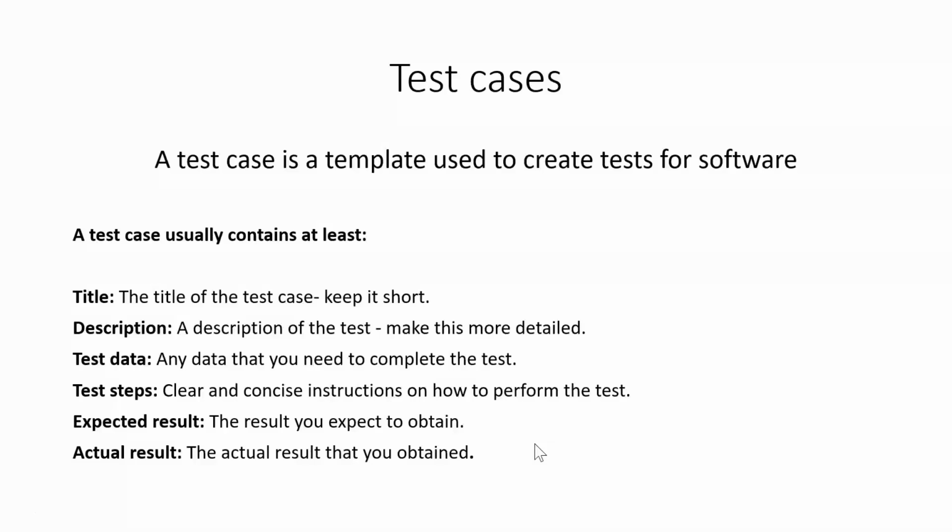All it is, the title, keep it short. Description, a small English description of what we're actually going to look at. The test data, and whatever data we need. Test steps, so we bullet point them or number them, what our expected result is and what our actual result is. Then we can see if the test actually passed.